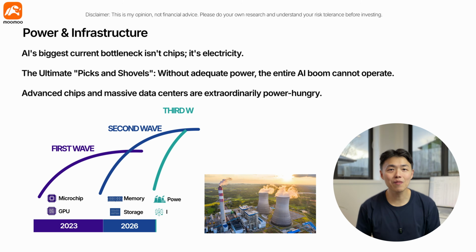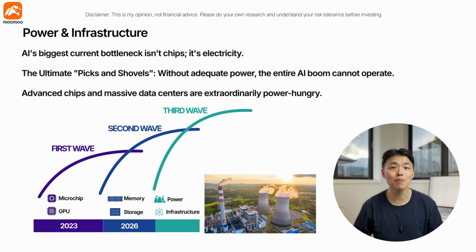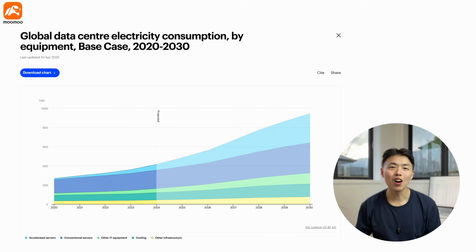The third AI theme is power and infrastructure. AI's biggest problem right now is not chips, it is electricity. If there's one true picks-and-shovels theme in all of this, it is this one. Because without power, none of the rest of the AI boom even runs. All those chips, all those data centers, they are insanely power hungry.